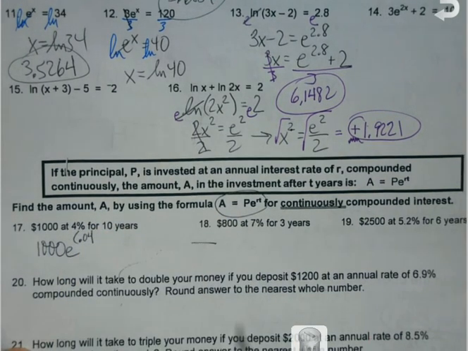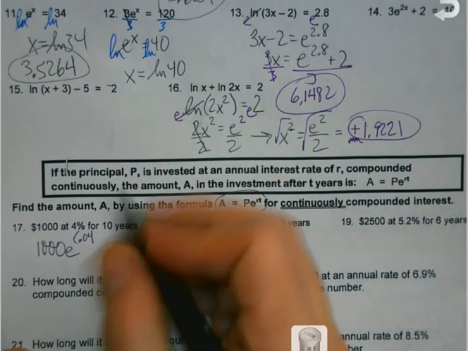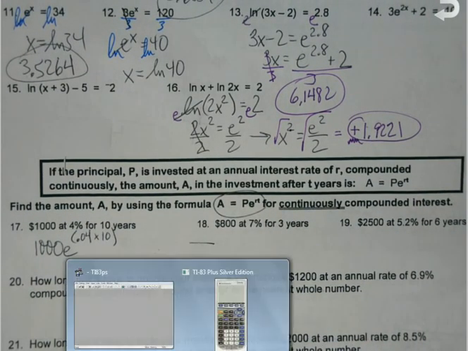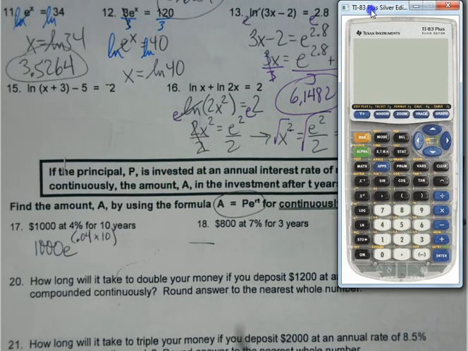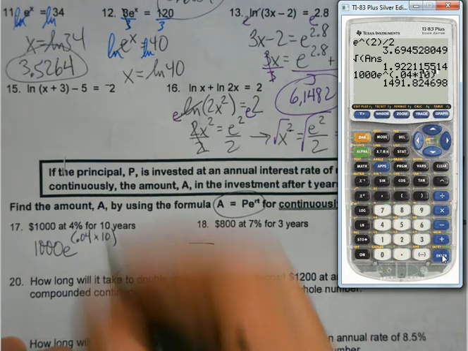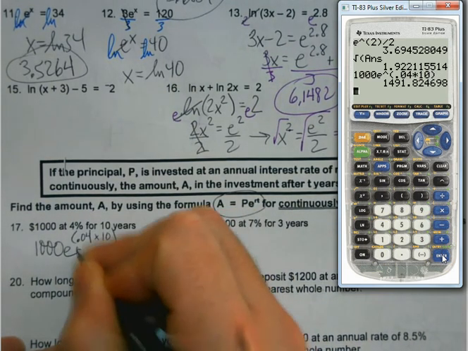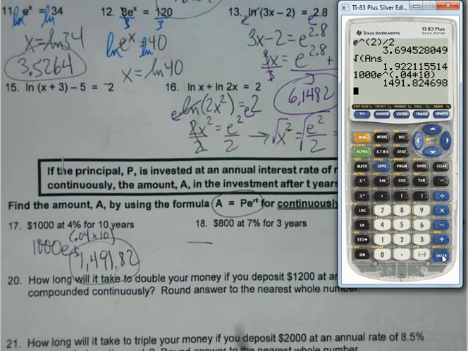again, has to be in decimal form, right? 0.04 times the number of years that I'm actually attempting to calculate it for. So about 1491.82 would be what I would have in that particular account.